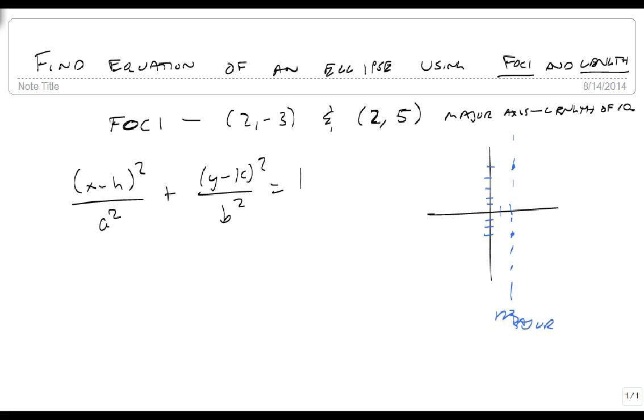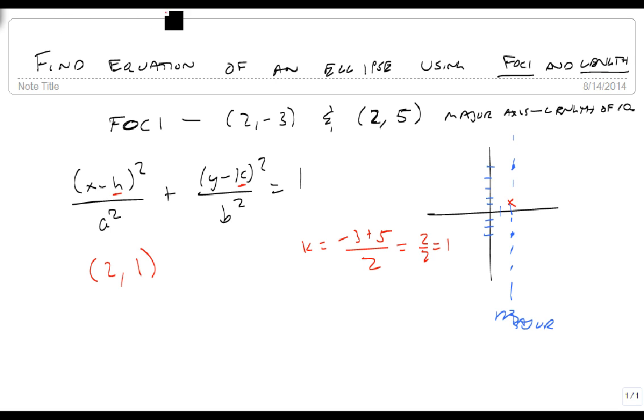Well, it also helps that the center point is directly halfway between these. So we know the center point's going to have a 2 value because it's got to be on this axis. And halfway between -3 and 5, we just take -3 plus 5 over 2, 2 over 2, 1. So we know that the center is right here. So my center is at 2, 1. And that's really helpful because now we know what h is and we know what k is.